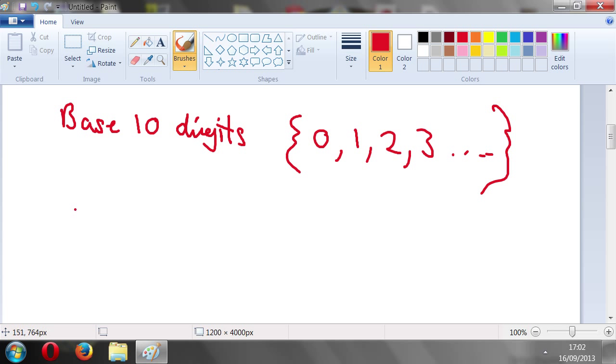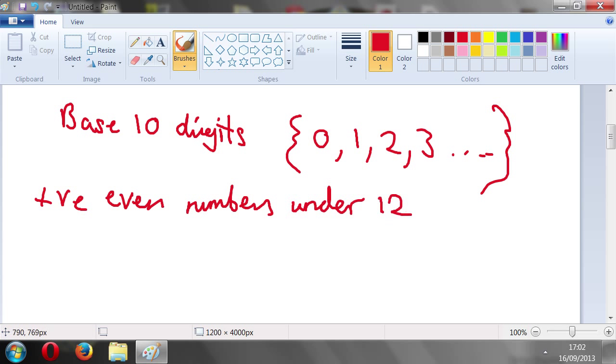Then we could say, for instance, positive even numbers under 12. So we could also put less than 12 there. What that would be is a subset of it. So we'd have positive even numbers under 12.